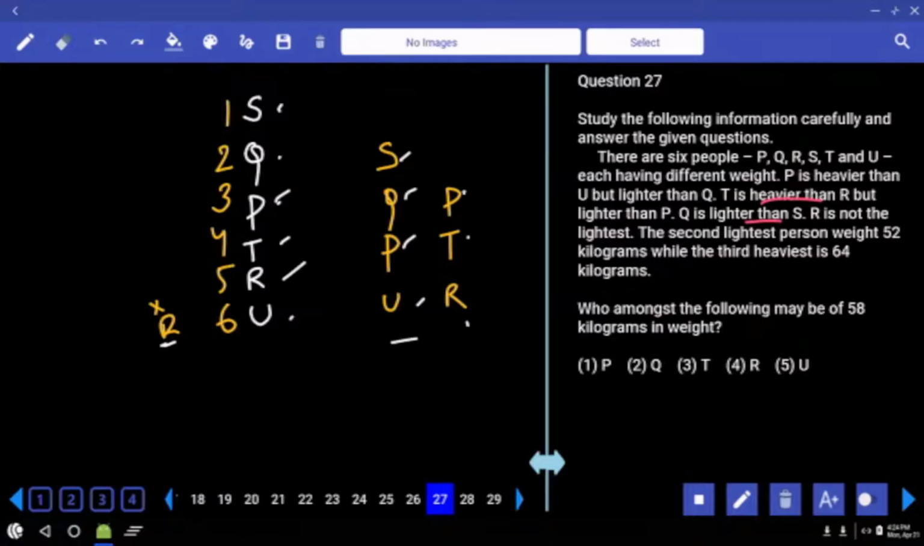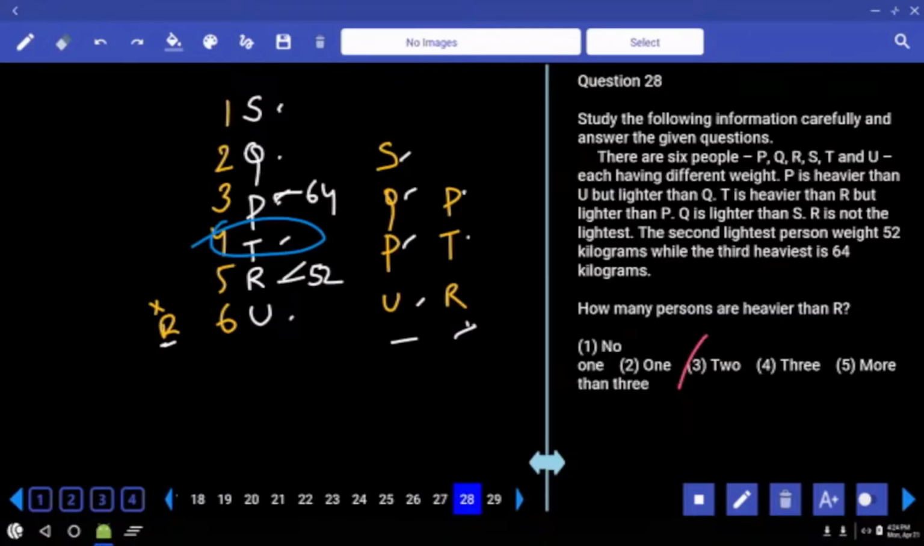When you have any doubts, you need to compare these two like this. Then the second lightest person is 52 kgs of weight. And the third heaviest is 64 kgs of weight. Then who among the following may be 58? Now who can be 58 kgs of weight? The person in between, that is T, choice 3.